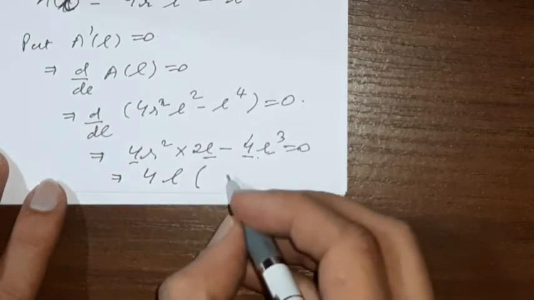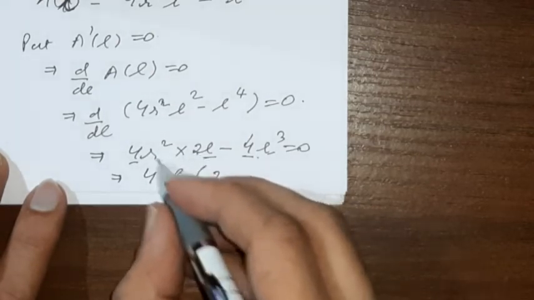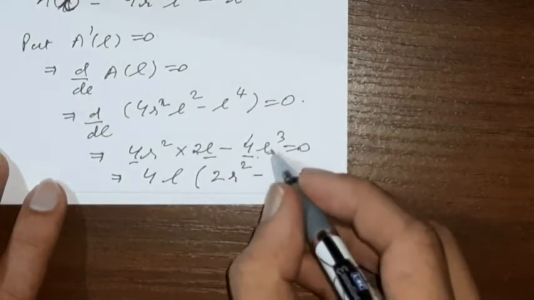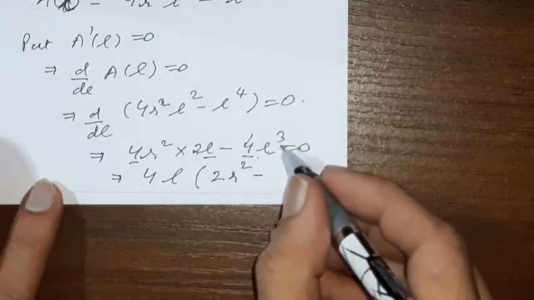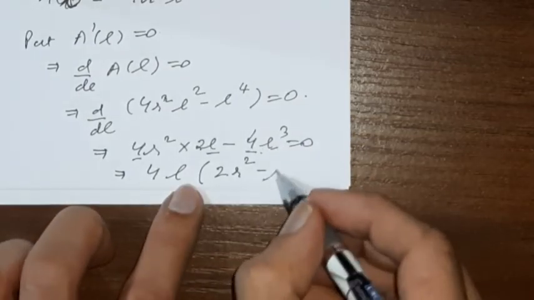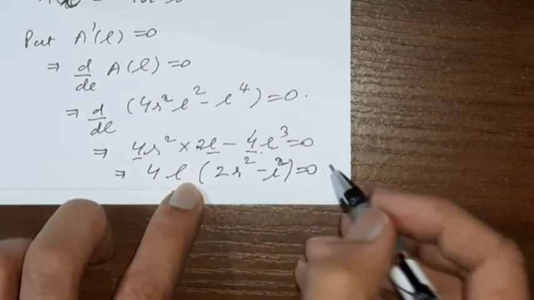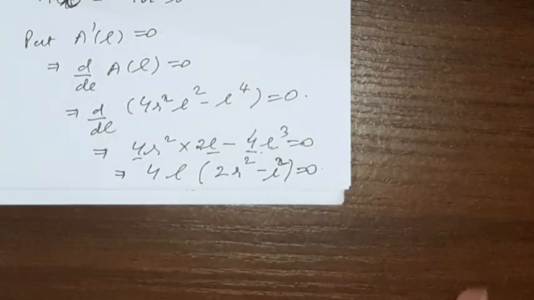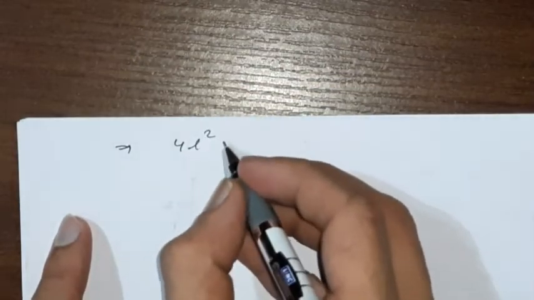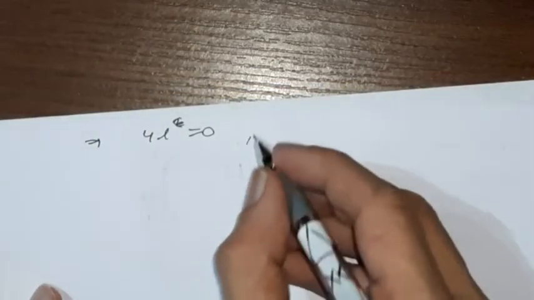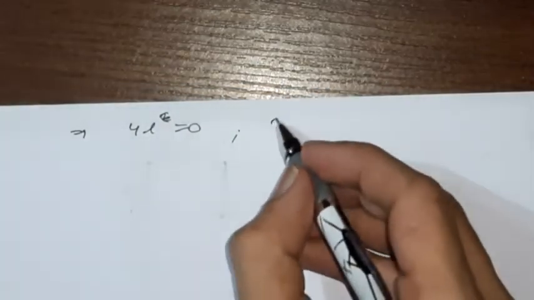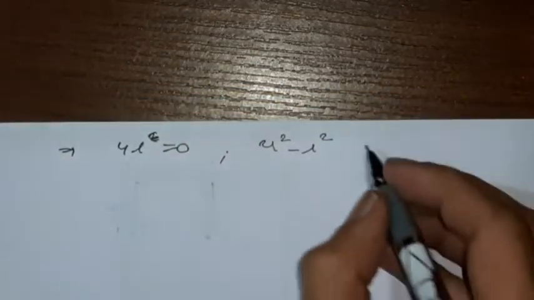4L multiplied by what remains? 2 times r square minus L square, because 4L is taken common, so L square will remain, which is equal to 0. So this is what you will get. Now you have got two factors, so the product of two factors is 0 when either of them is 0. So 4L is 0, or the other factor, 2r square minus L square, is 0.